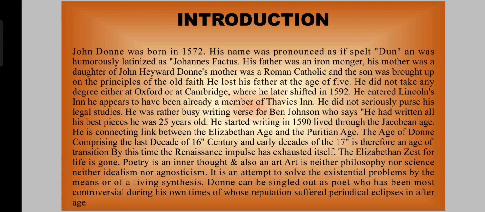John Donne was born in 1572. His name was pronounced as if spelt Dunn and was humorously Latinized as Jonas Factus. His father was an ironmonger, and his mother was a daughter of John Heywood. Donne's mother was a Roman Catholic, and he was brought up on the principles of the old faith. He lost his father at the age of 5.